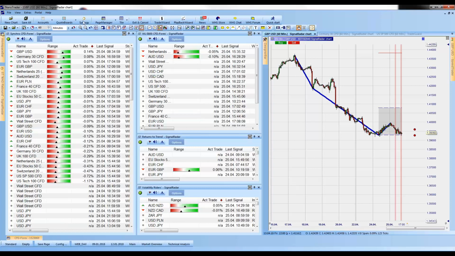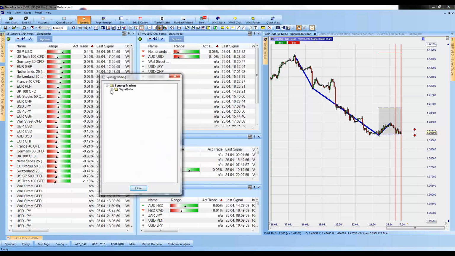So in both the NanoTrader free and full, at the top here is the big button Synergy. Open the SignalRadar folder, and you can see the names of all the tables which are available to you. Double click on a particular table, and the icon in front of it will become green.